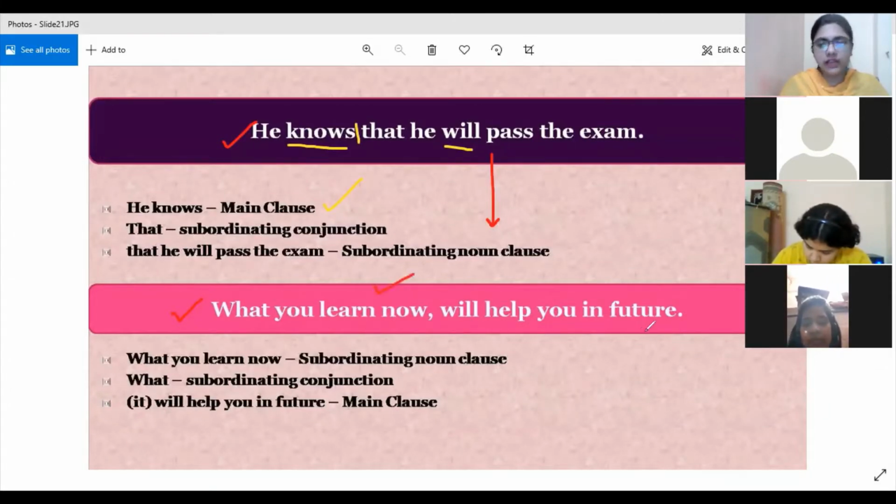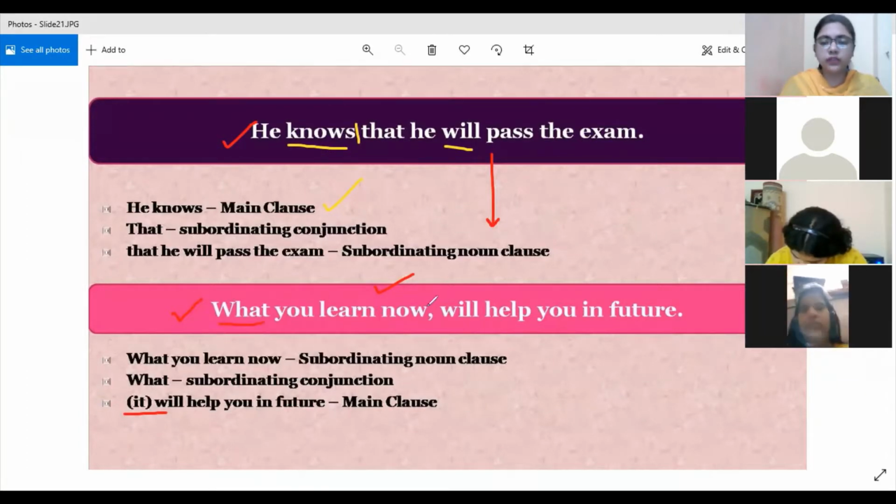Fine. It will help you in future is a main clause. So this is another way of writing a sentence, of joining two clauses, where you see that the subject in the main clause has been omitted. Instead of repeating it, what you learn now, it will help you in future. In order to make it a continuous sentence, we have omitted it. All right, so will help you in the future becomes your main clause. And what is a subordinating conjunction?